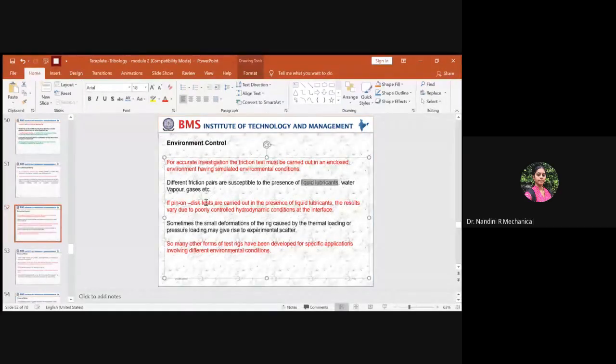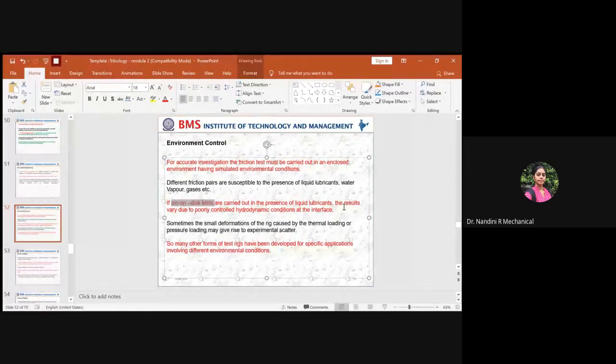So if you refer this to our previous method, the pin on disc tests are usually carried out in the presence of lubricants, mainly liquid lubricants, because you need a continuous flow of motion. So a lubricant is a must, and usually we do it with a liquid type of lubricant. If you use a very highly viscous one, then you cannot get the required amount of smooth movement or sliding, and hence we need to use liquid type lubricants.